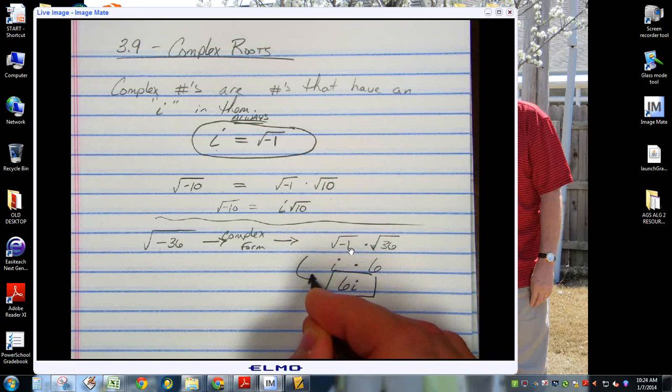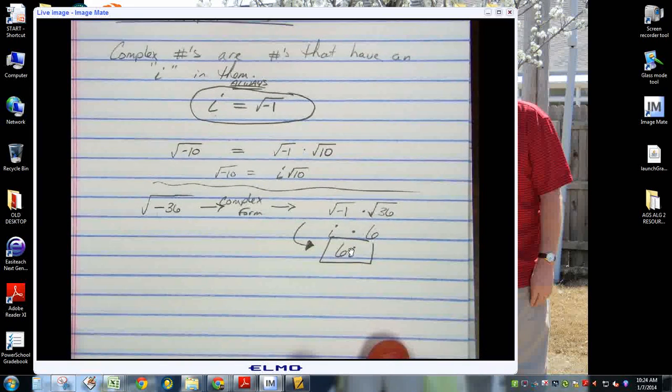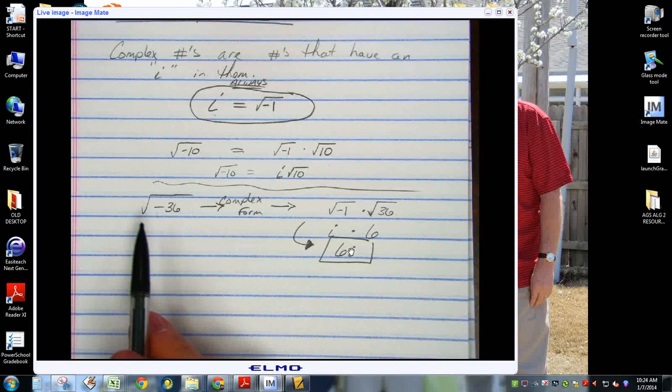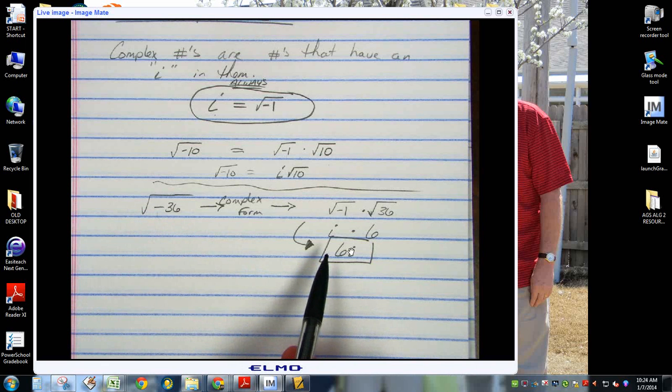Make sure you get that written down. So the square root of -36 is the same thing as 6i. Anytime from this point forward you see i as a variable like that, you assume that it represents the square root of -1. When it's all said and done, that's pretty easy, isn't it?